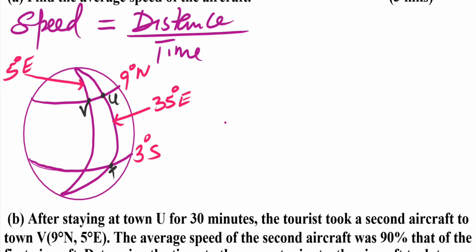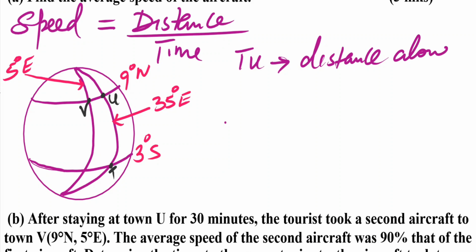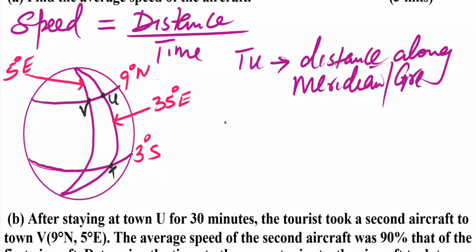T to U is distance along the meridian. So TU is distance along the meridian, or the great circle. This is the great circle.